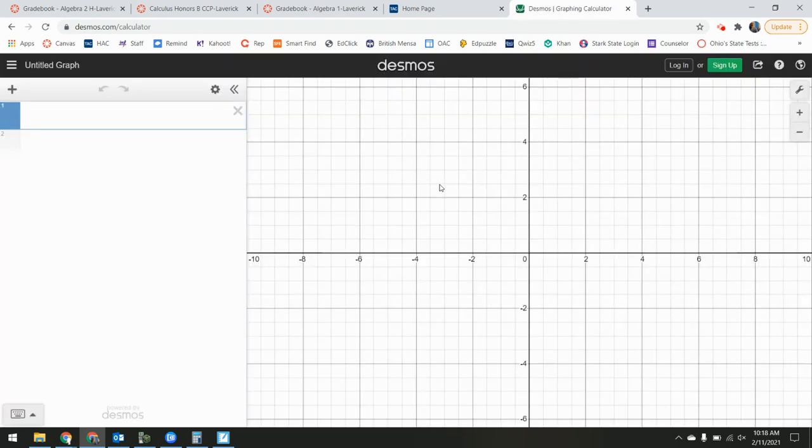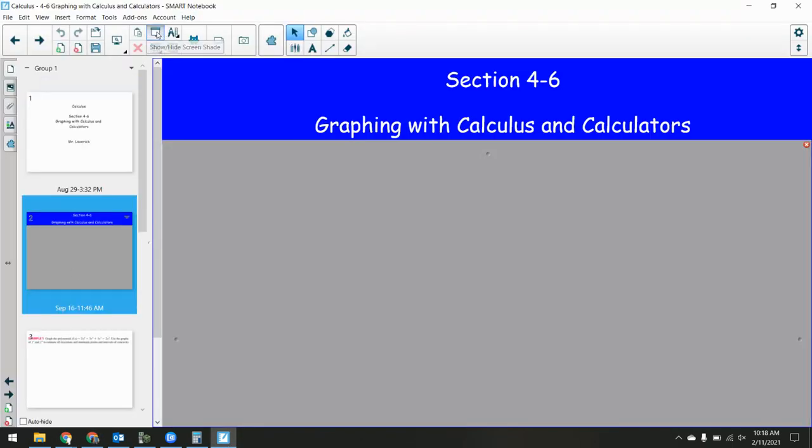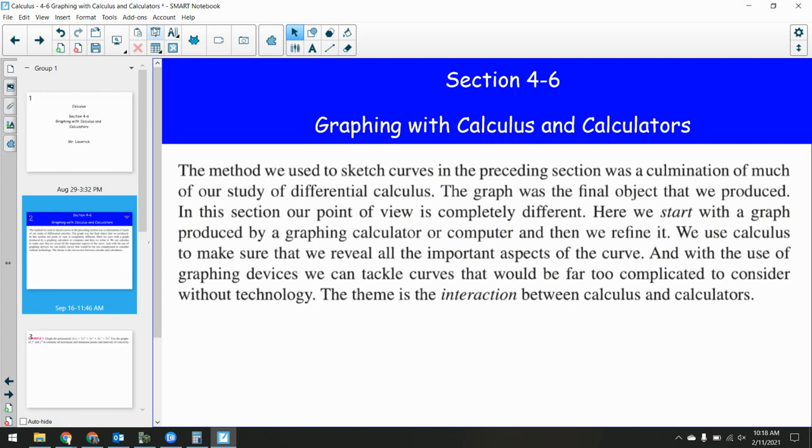I love using Desmos because it's so nice and easy, and it picks out points for you very clearly. So here's what we're going to do today. We're basically going to combine what we can do algebraically with calculus to what we can see on Desmos, on a graphing system, on a graphing calculator. I know this is going to be kind of weird today. There's not many notes that you're going to be able to take today.